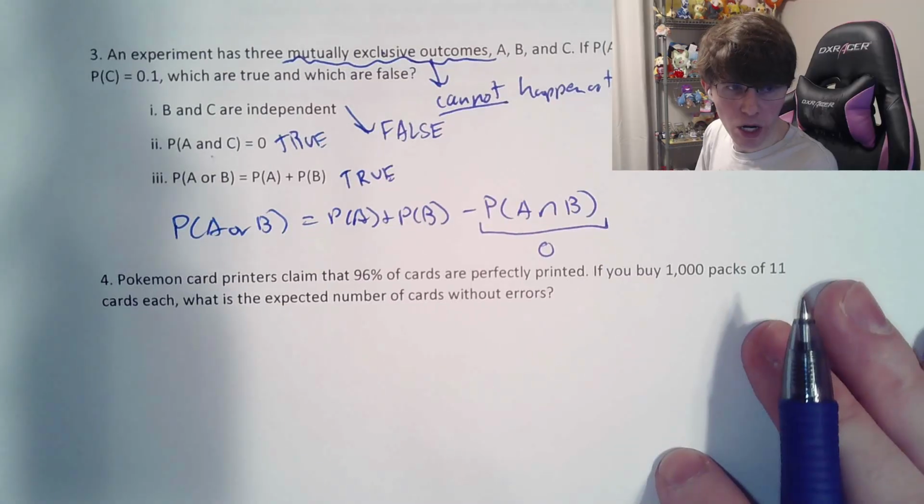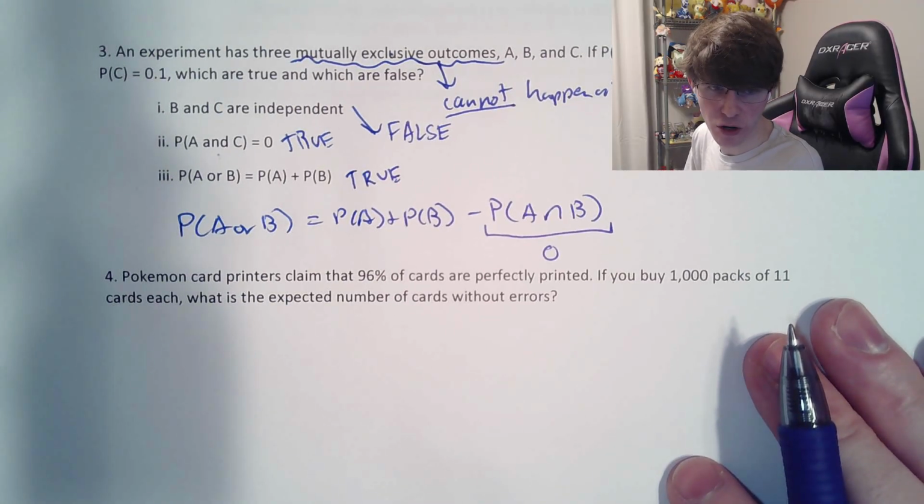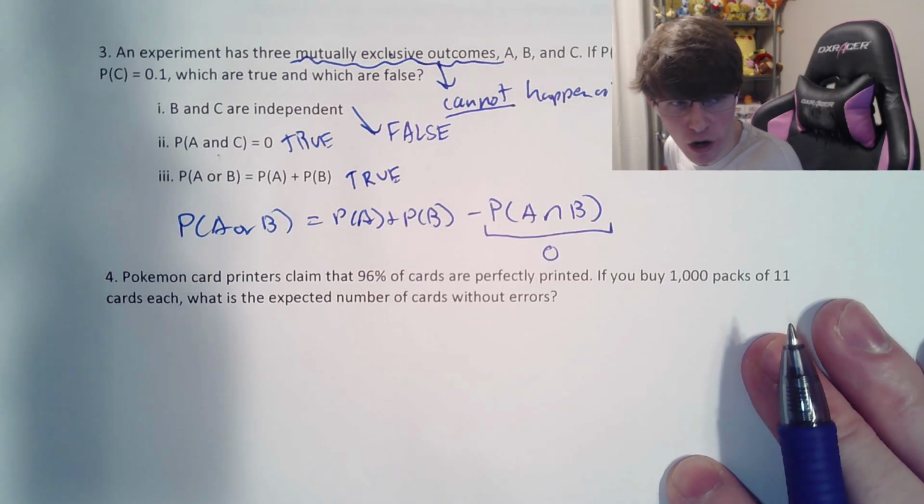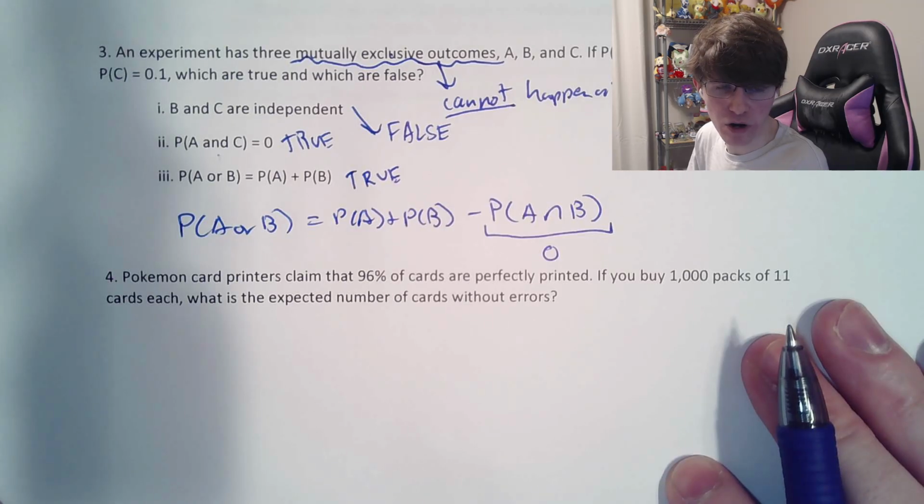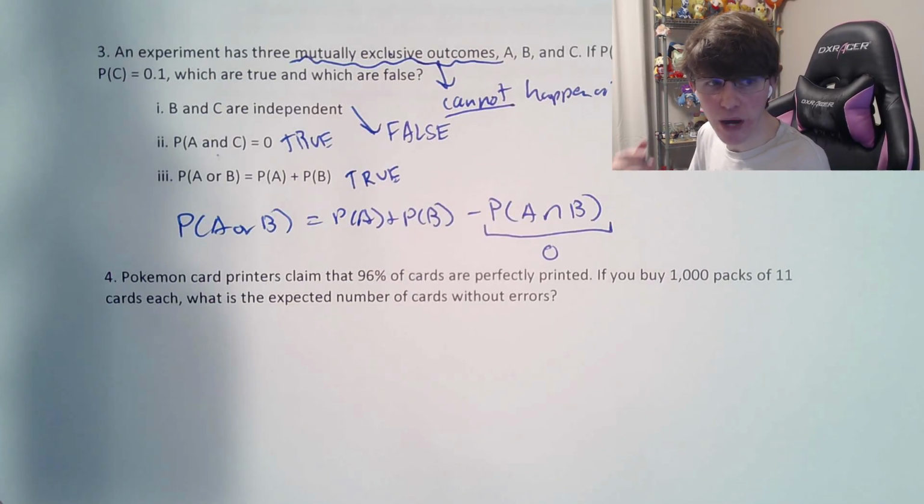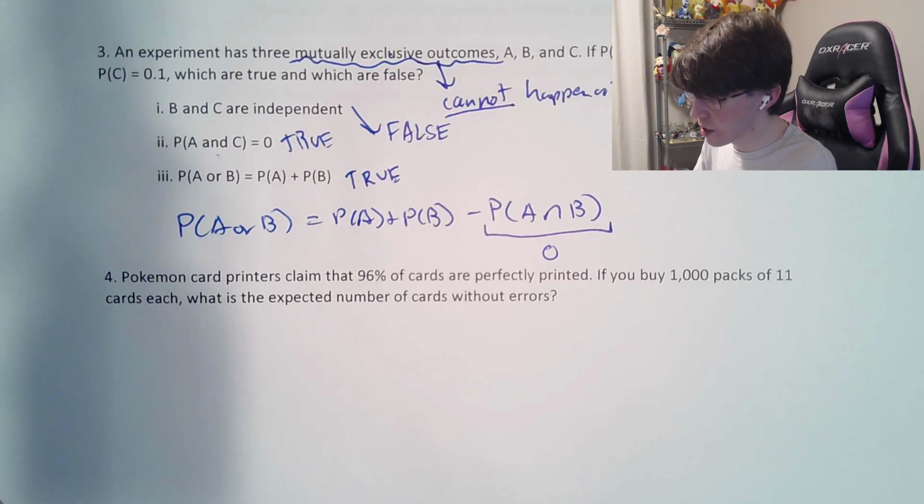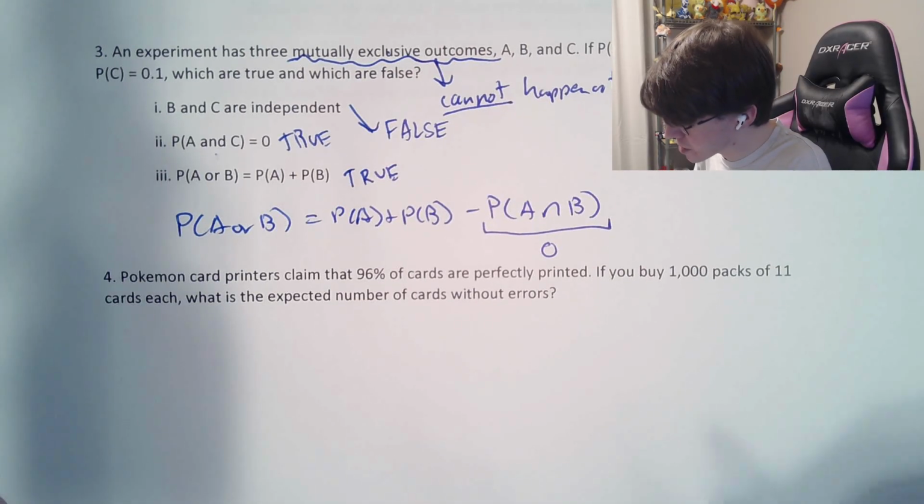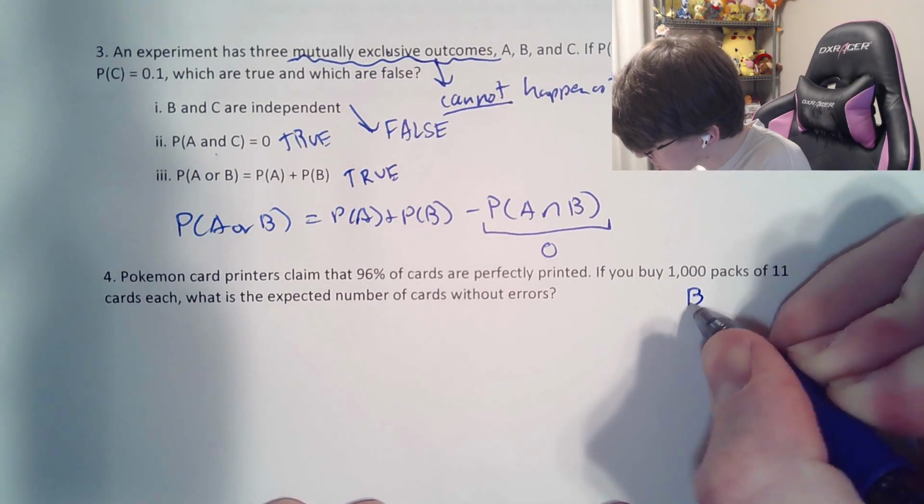Number 4, Pokemon card printers claim that 96% of cards are perfectly printed. If you buy 1,000 packs of 11 cards each, what is the expected number of cards without errors? So the idea here is that this is supposed to be a binomial situation, and because of that, you can use the formula that the expected value is equal to n times p. So let's figure out why it's a binomial situation first, just so you can verify it for yourself.